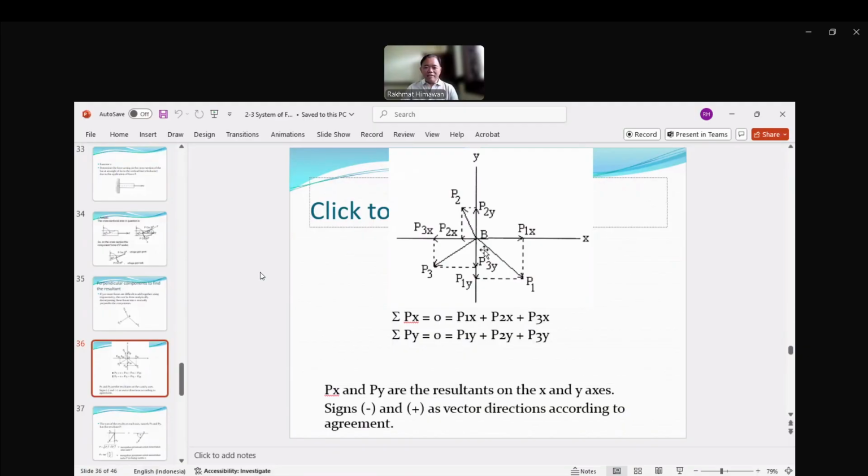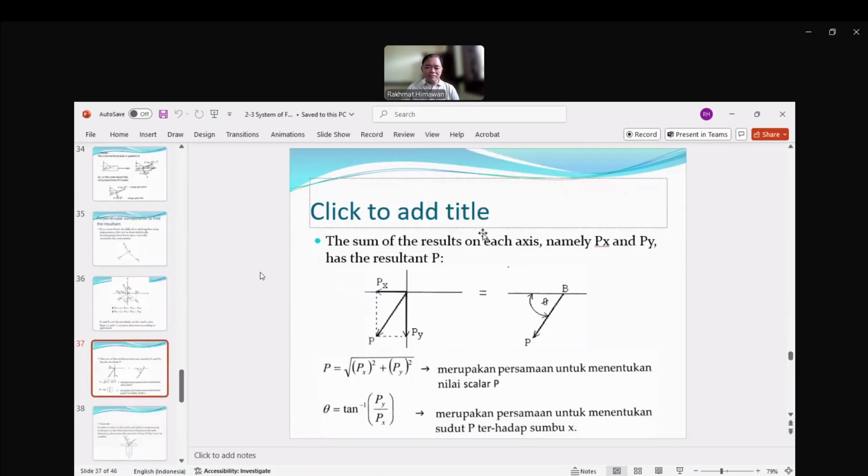Don't forget the sign. If it's in the x positive, it's positive, x negative is negative. The sign of the direction, not the magnitude, because force magnitude is never negative. It's only positive. But the direction could be negative based on which axis it is working in.